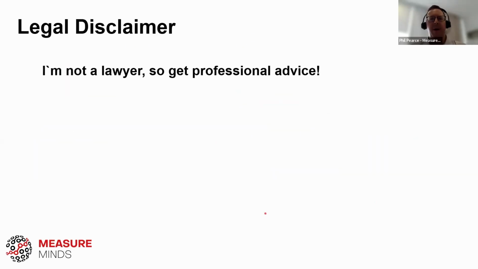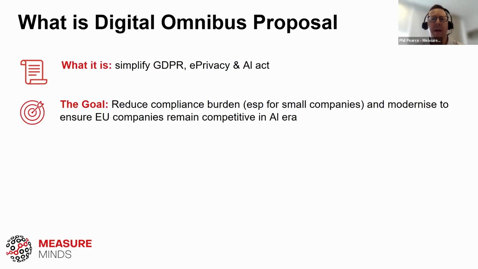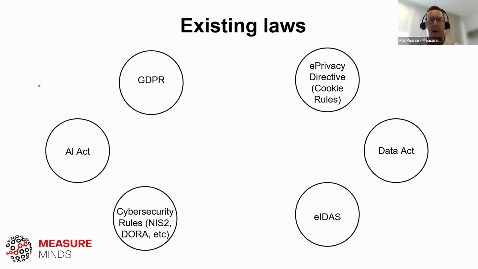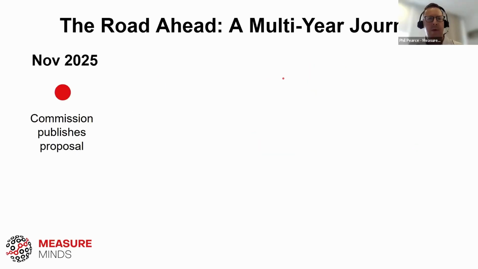Just a quick legal disclaimer: I'm not a lawyer, so anything in here, please take with a pinch of salt. So what is the Omnibus? It's simplifying GDPR, e-privacy, and the AI Act. It also is designed to reduce that compliance burden, especially for smaller companies. In essence, there's harmonization around GDPR, e-privacy, the AI Act, etc. That's really what the Digital Omnibus is trying to do: simplify into one big package rather than lots of other smaller ones.